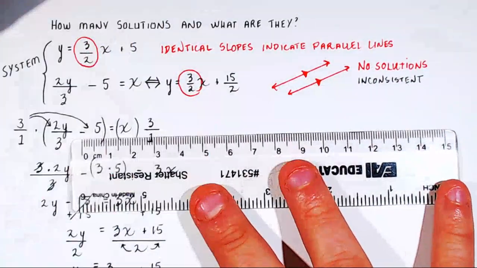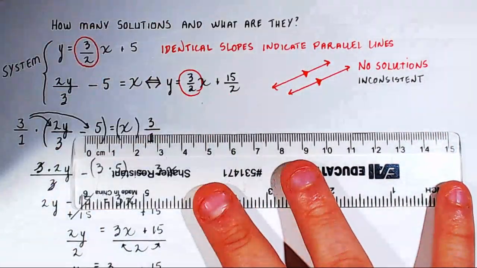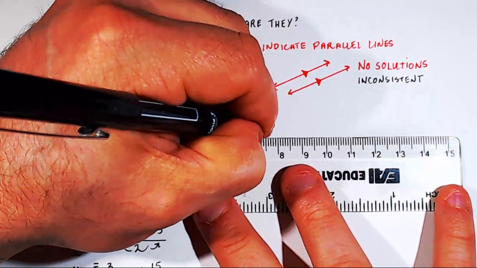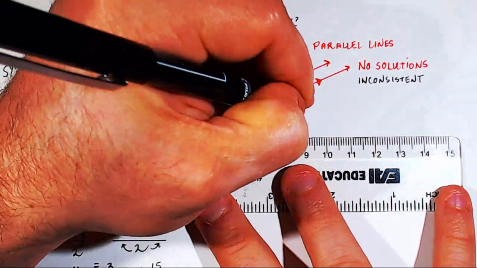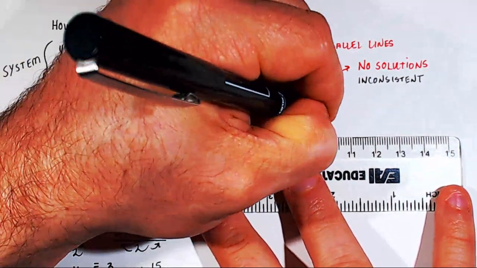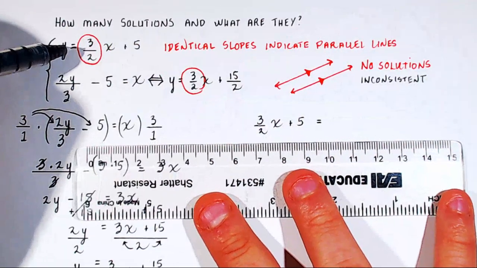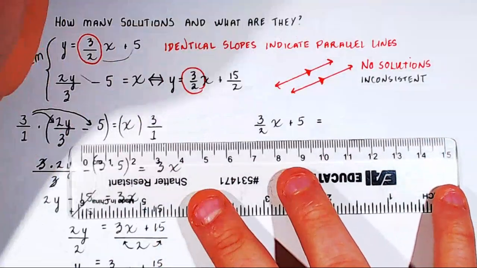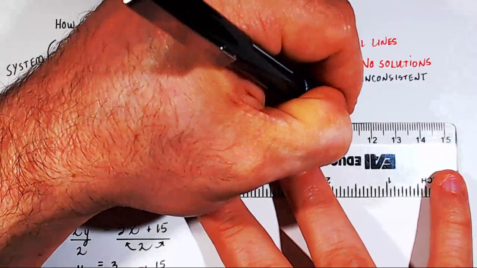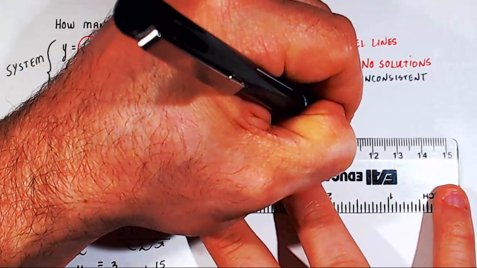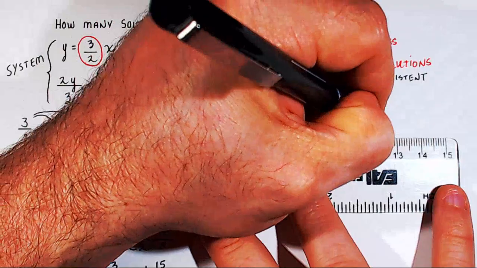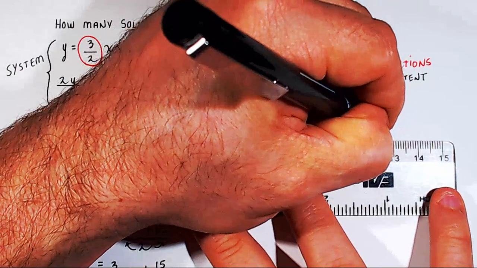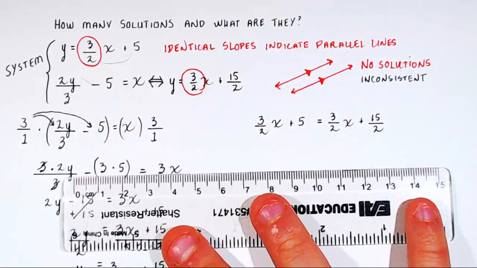But let's try to do the math, and you'll see how it doesn't work. I now have 3 over 2 x plus 5 equals, so I'm taking this expression and setting it equal to this expression right here, 3 over 2 x plus 15 over 2. If you try to solve this, you'll come up with nonsense answers.